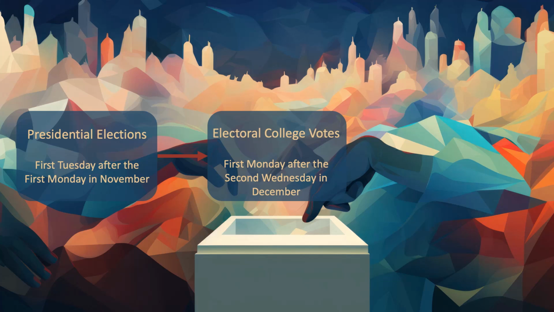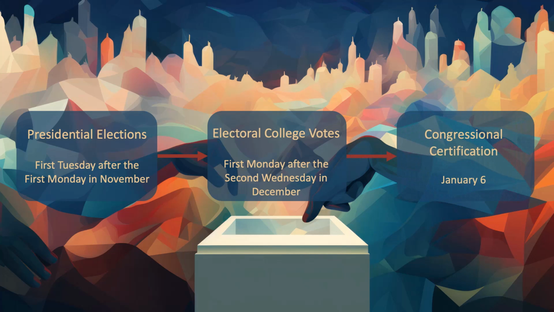The newly elected Congress, which convenes on January 3rd of the following year, meets in joint session on January 6th to count and certify the electoral votes. The President of the Senate, who is also Vice President of the United States, presides over the joint session and opens the sealed envelopes containing the electoral votes from each state.